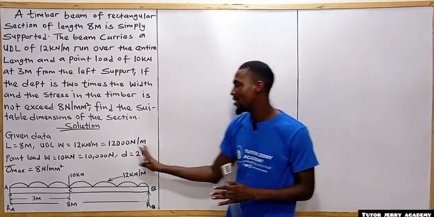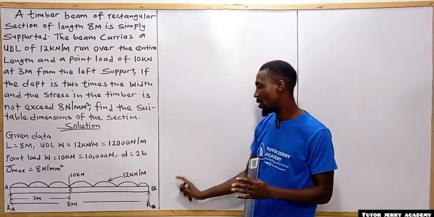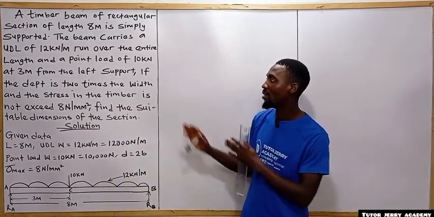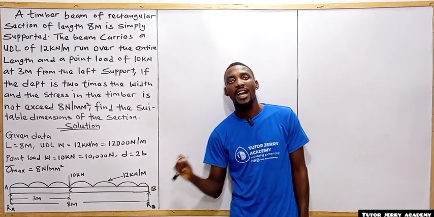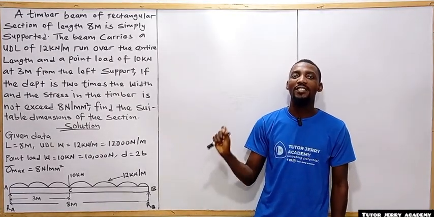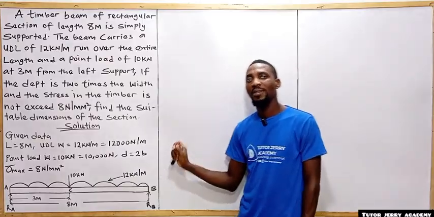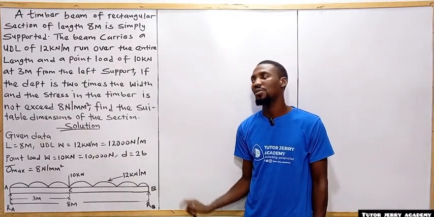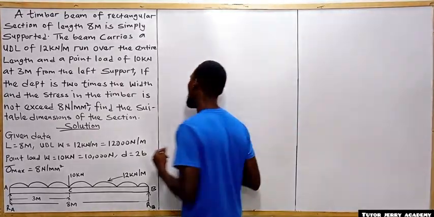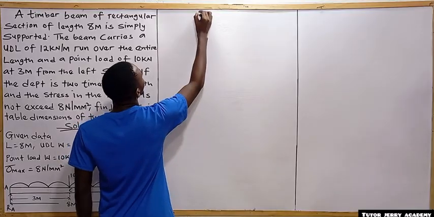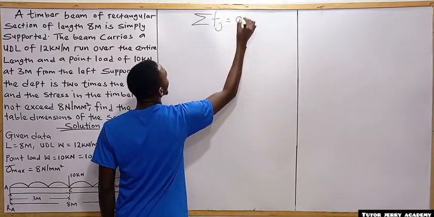All right, so you can see here is our given data. To solve this question, you are going to draw this diagram to guide you. We are going to find the section where our maximum bending moment is, and where the bending moment is maximum, our shear force is equal to 0. For that, we start with the summation of upward force being equal to 0.